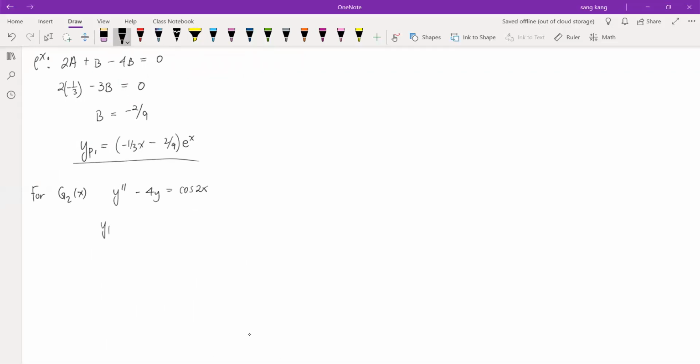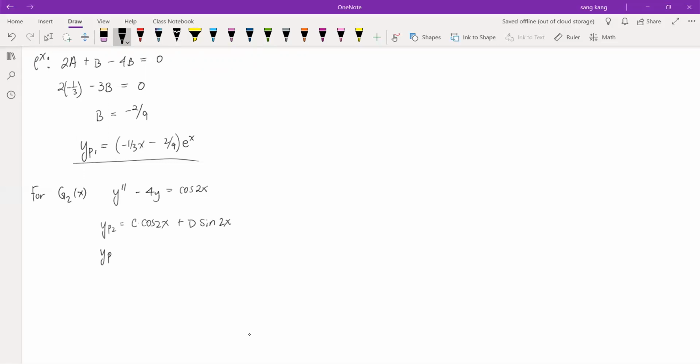So our particular for 2, y p2, is going to be in the form, and I won't use a and b just in case it might be confusing to use a and b again, so I'll use c and d. So now we'll have to have both cosine and sine terms, right?